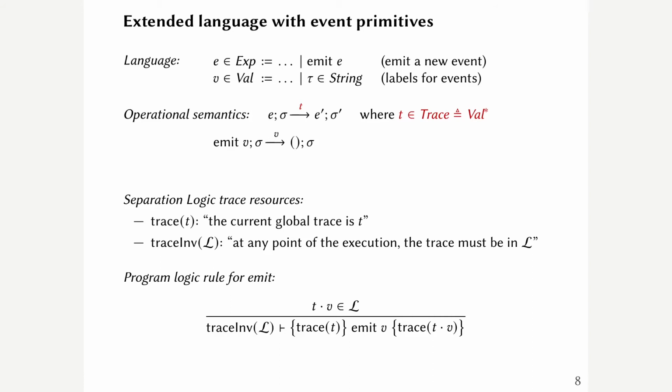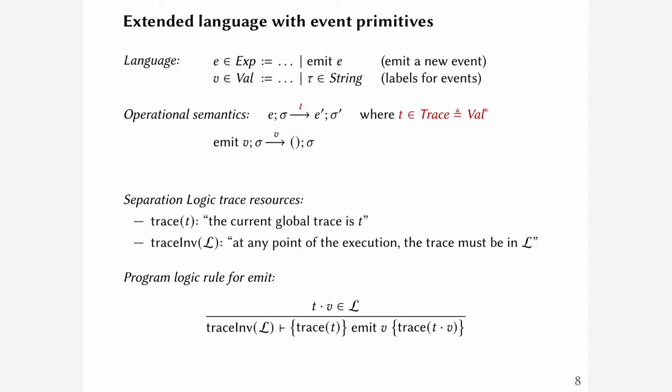Now, on a more technical level, we need in the wrapper code to be able to emit these events I just mentioned. So we extend our otherwise standard programming language with a new emit primitive to emit an event. And we also extend the values with labels, which are just strings that can be used to identify different events. Then the semantics of emit v is simply that it reduces to unit while emitting v as an event, and a trace is simply a list of values.